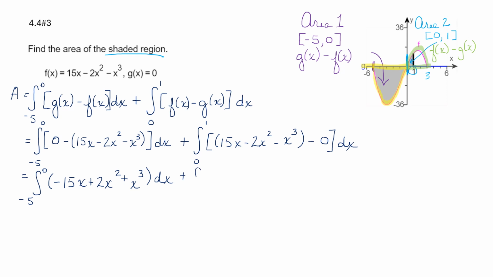And taking care of area 2, we're taking the 15x minus 2x squared minus x to the third and subtracting 0. So it just stays 15x minus 2x squared minus x to the third.